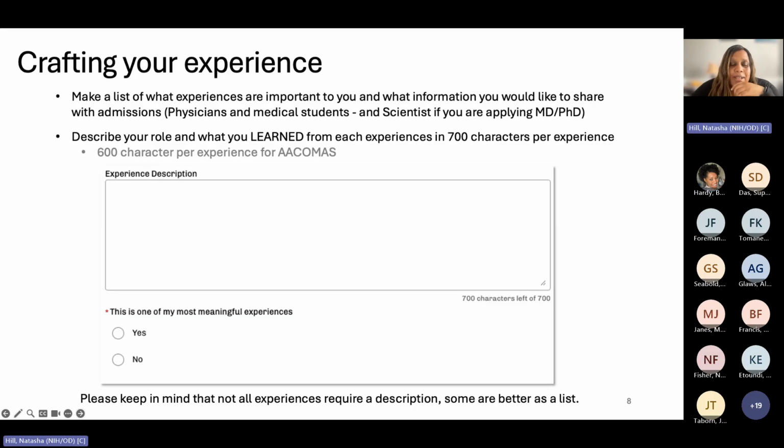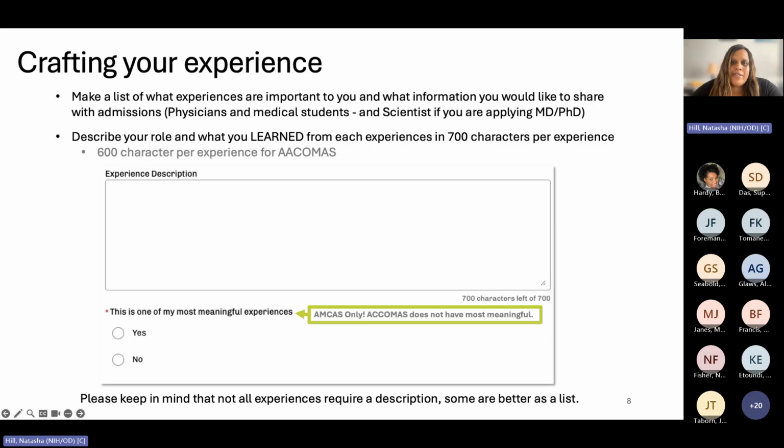So for those of you applying AMCAS, you're going to have the option to select 3 of your experiences as most meaningful. Now, this is only for AMCAS. AACOMAS applicants, you will not have a most meaningful section. So you will be given unlimited experiences up to 600 characters only. Okay? And then keep in mind that not all of the experiences require this full narrative description.